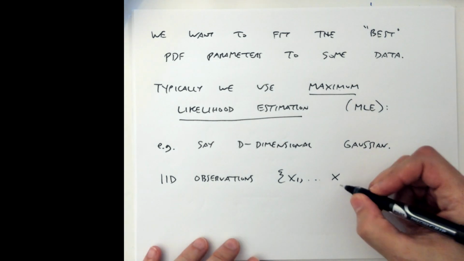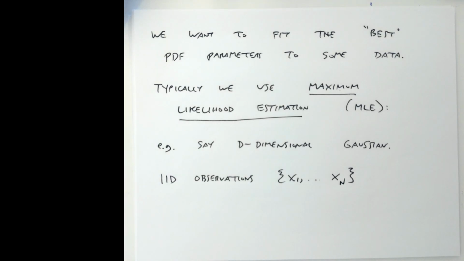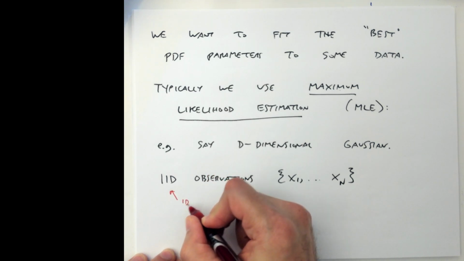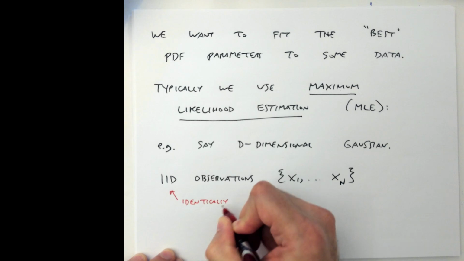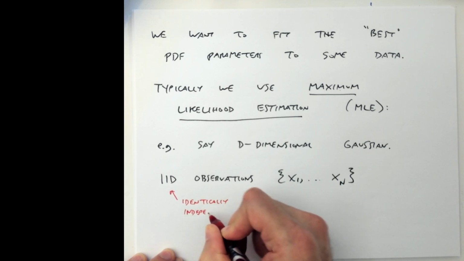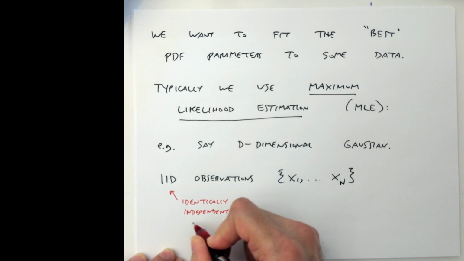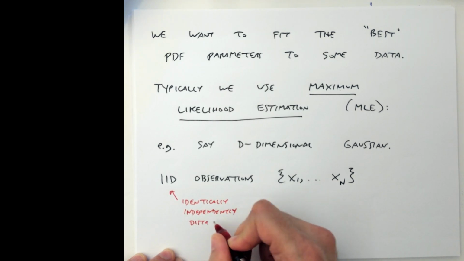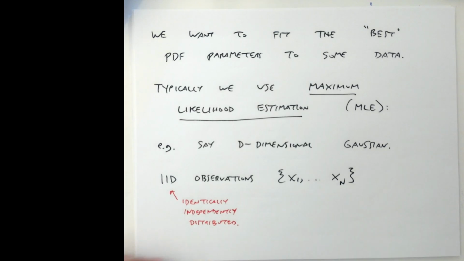What this stands for is identically and independently distributed. We assume that all these data points are coming from the same underlying Gaussian and that there's no statistical connection between sample 1 and sample 2 or sample 3. If we did have dependent samples, then life would probably be pretty complicated.